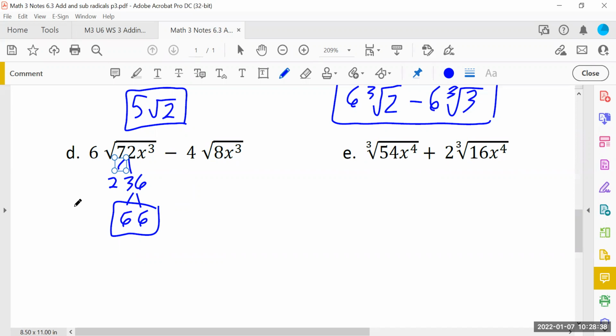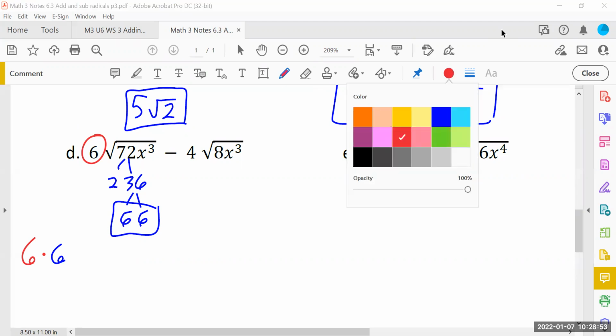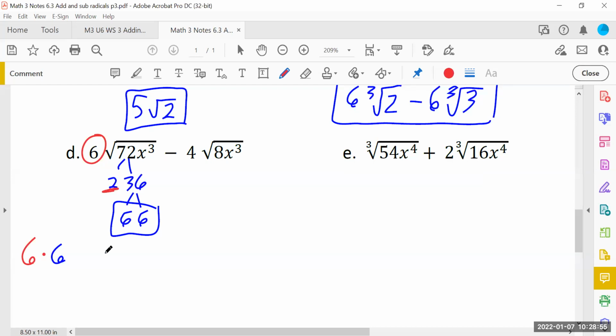So that 6 comes out and is multiplied by the 6 that was already out in front. So there's this one here, 6 times 6. I have a square root of 2 left over. There's this 2 that didn't have a pair, it stays inside, root 2. X's, I've got x cubed, that's one set of x's that can come out, one x that stays in.